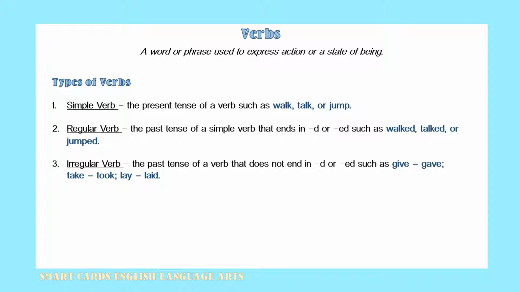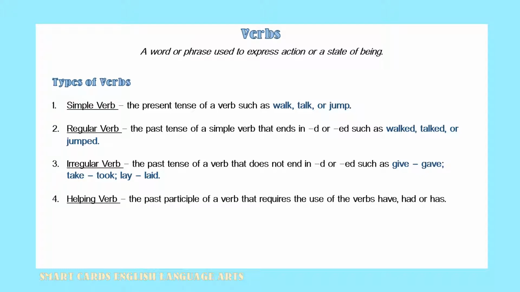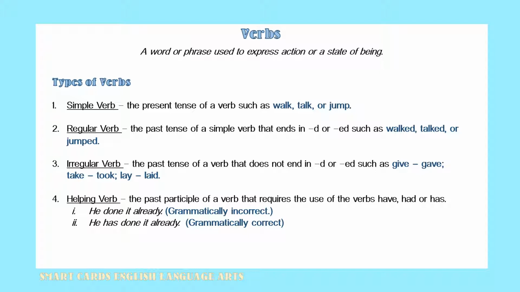And then we also have helping verbs. A helping verb is the past participle of a verb that requires the use of the verbs have, had, or has. For example, he done it already. This is grammatically incorrect. Done is the past participle of the word do. Hence, done needs the helping verb has. He has done it already. This is grammatically correct.